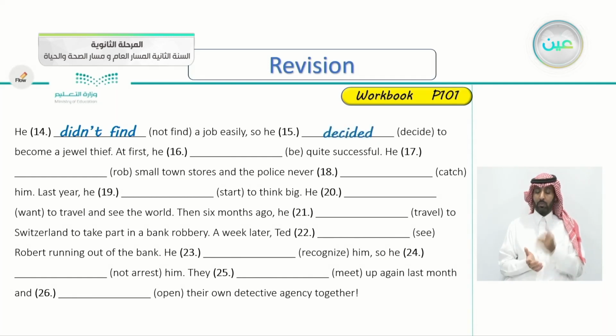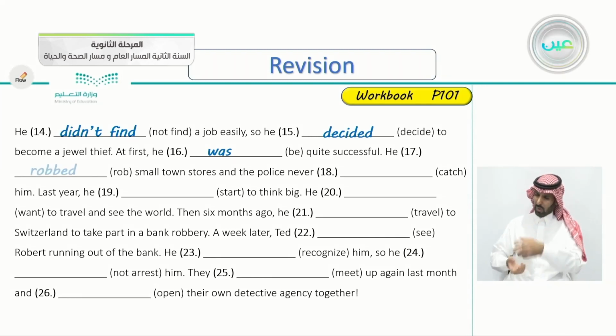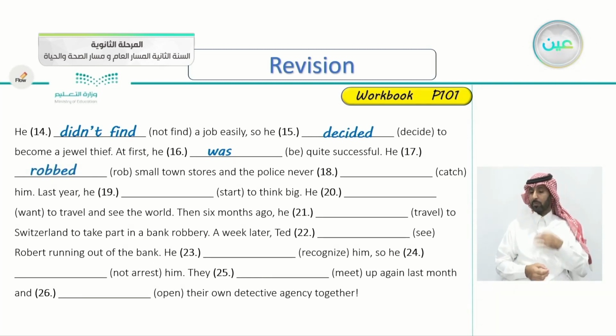Yes, so he decided to become a jewel thief. At first, he be quite successful. Yes, he was, because we're talking about one person. He was quite successful. He robbed small town stores. Yes, he robbed small town stores and the police never catch him. The verb catch, what's the past tense of the verb catch? Yes, that's correct. Caught. Small town and the police never caught him.